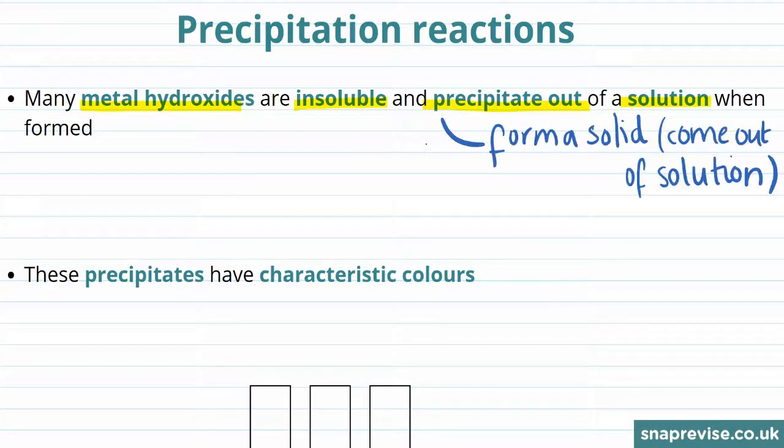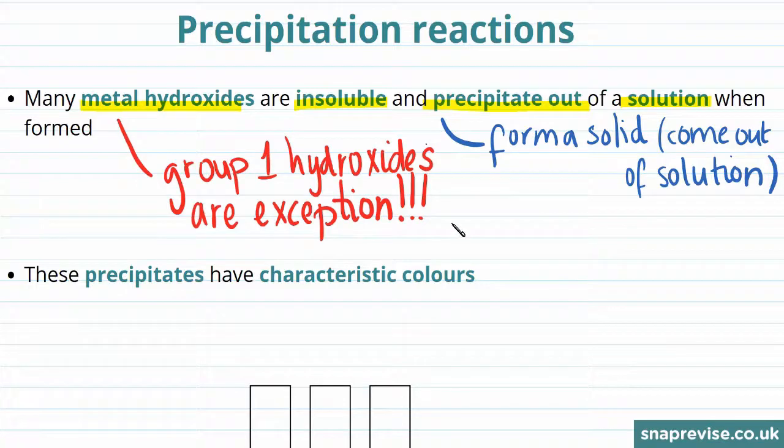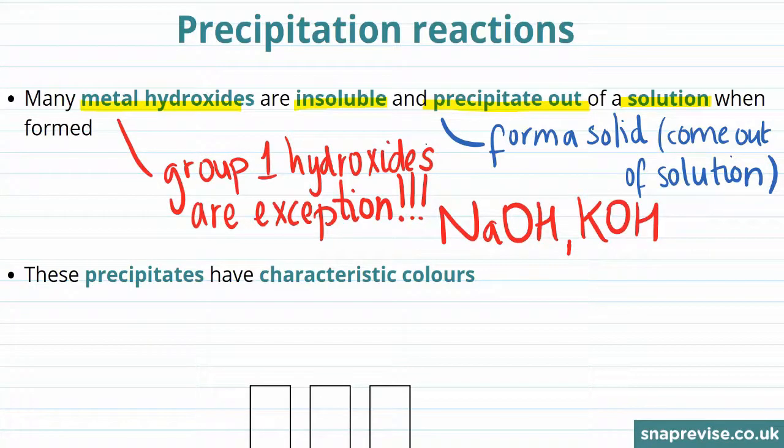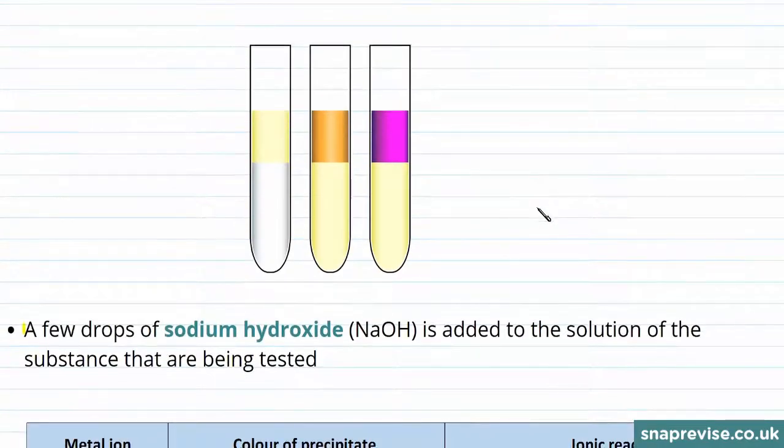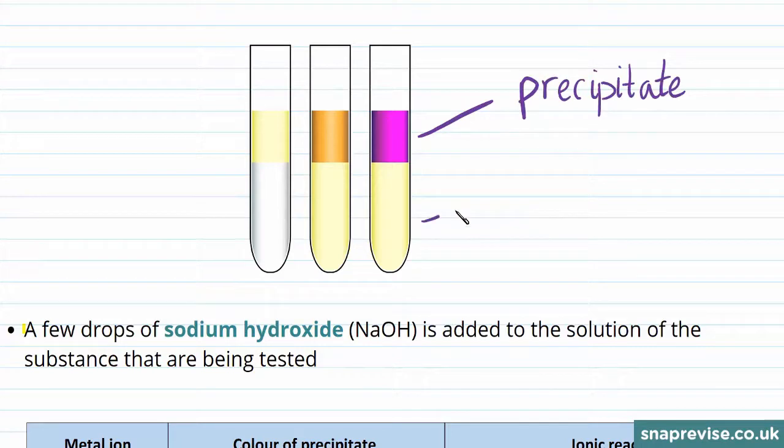A key exception to the rule that metal hydroxides are insoluble are the group 1 hydroxides. For example, NaOH or KOH, which are both soluble. The insoluble metal hydroxides form precipitates with characteristic colours. This diagram just shows the formation of a precipitate, which is floating on top of a solution.